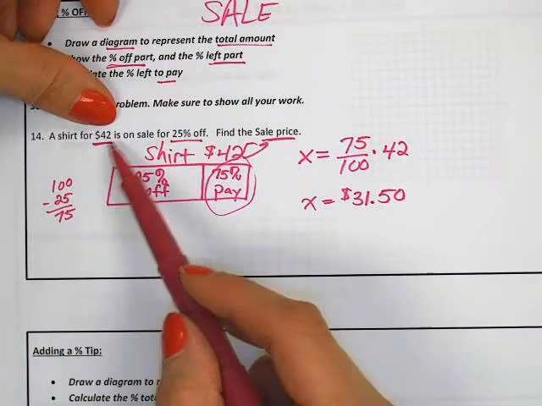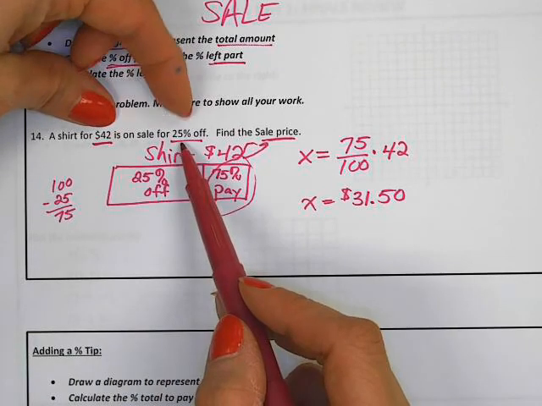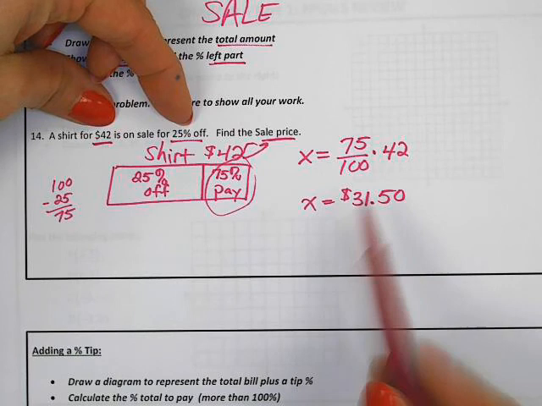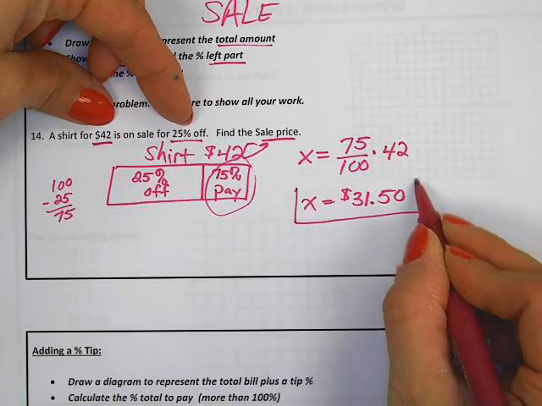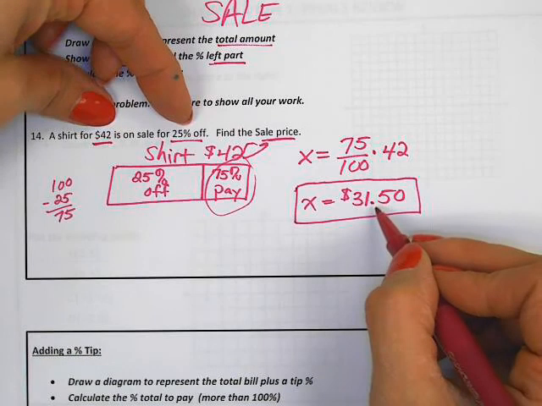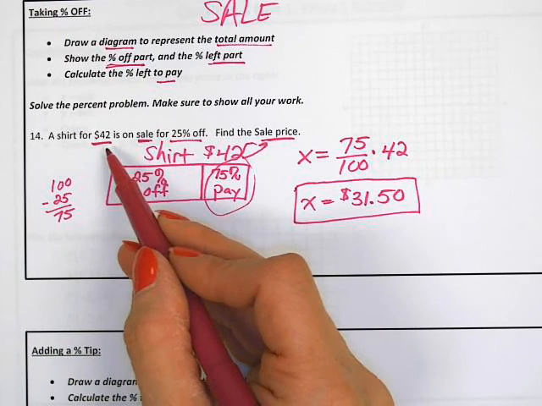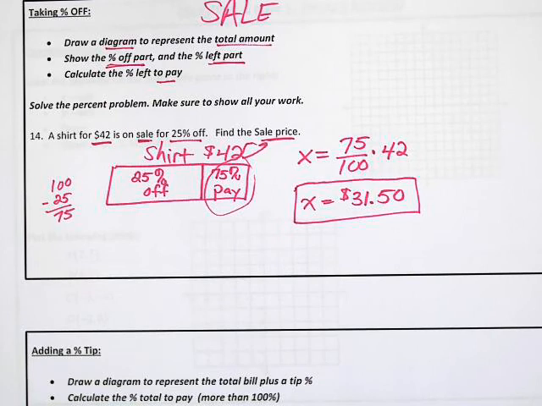Wait, does that make sense? The shirt's usually $42 and it's on sale. Does that sound good now for the price? Yeah, I like that. If you get an answer like $80, wait, that's not right. If the shirt's on sale, it should be cheaper than $42.